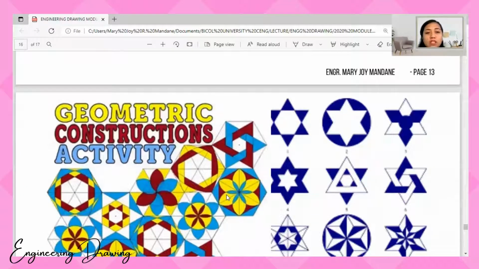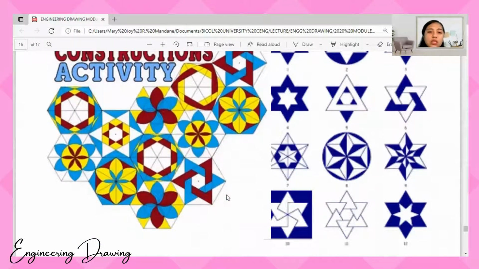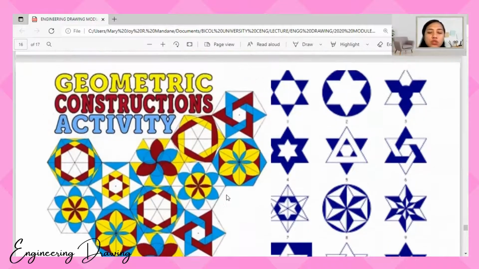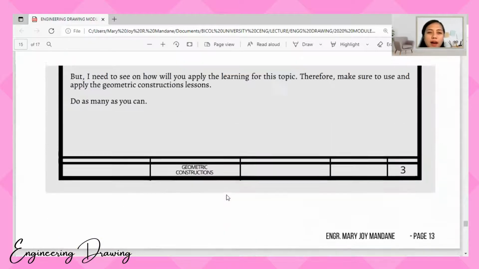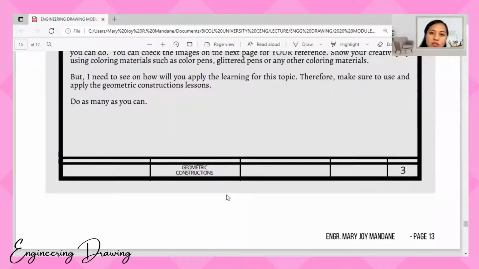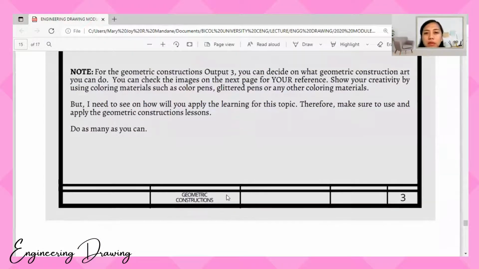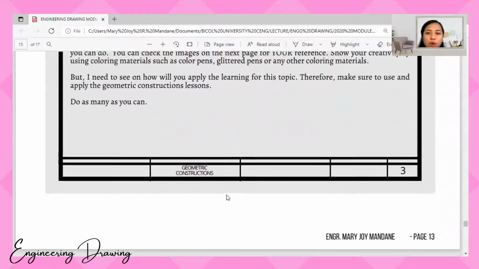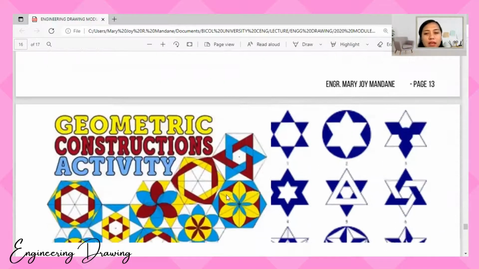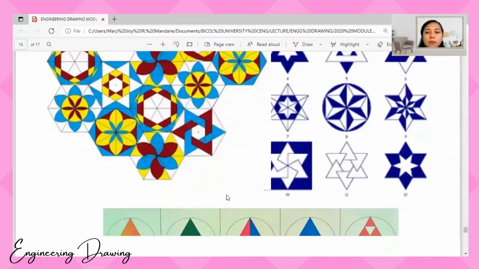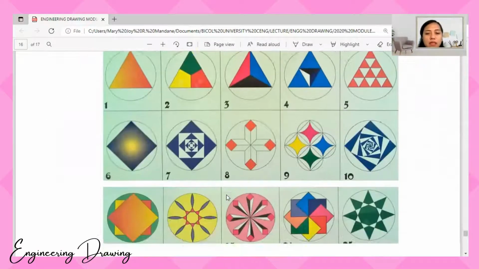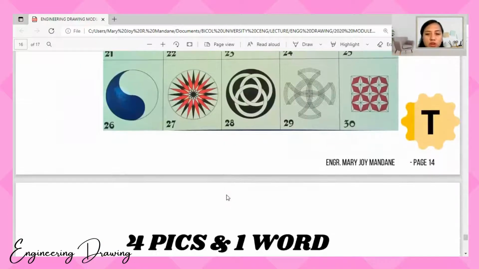For your geometric constructions activity, you need to make it a point to be really creative. It's very free, with no sizes. Just use color pens or any glittered pens or whatever coloring materials you have, as long as the samples of the geometric constructions can be recognized.